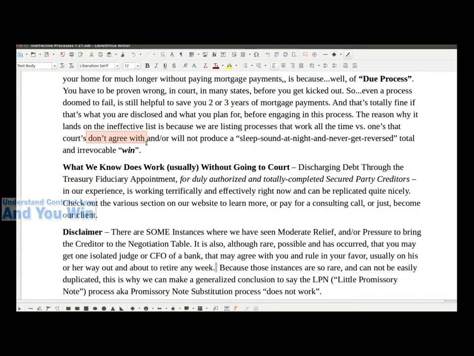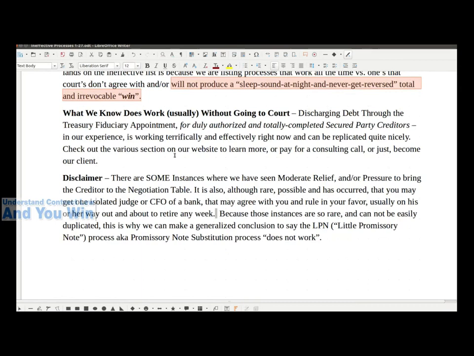So also, if your process will not produce a sound night's sleep and never get reversed, a total and irrevocable win, then we're not going to put you on our win list, and therefore we're going to put you in this failed processes list. What we know does work, usually without going to court, contrary to the promissory note process, is discharging your debt through the Treasury fiduciary appointment as an authorized and totally completed secured party creditor. In our experience, it is working terrifically and effectively right now and can be replicated quite nicely.